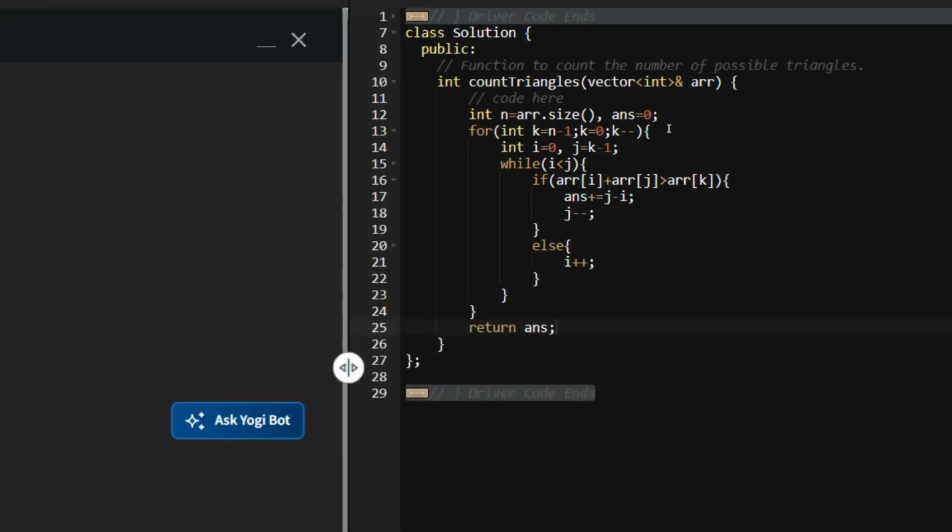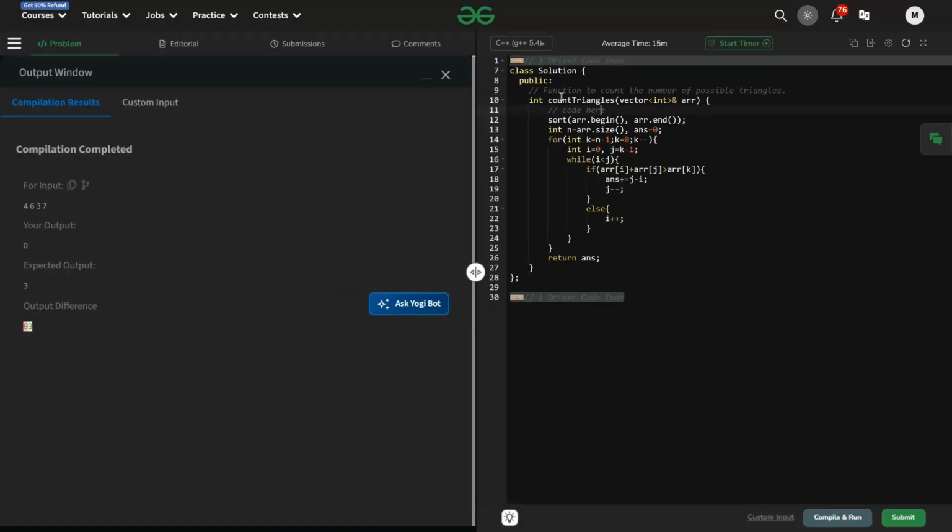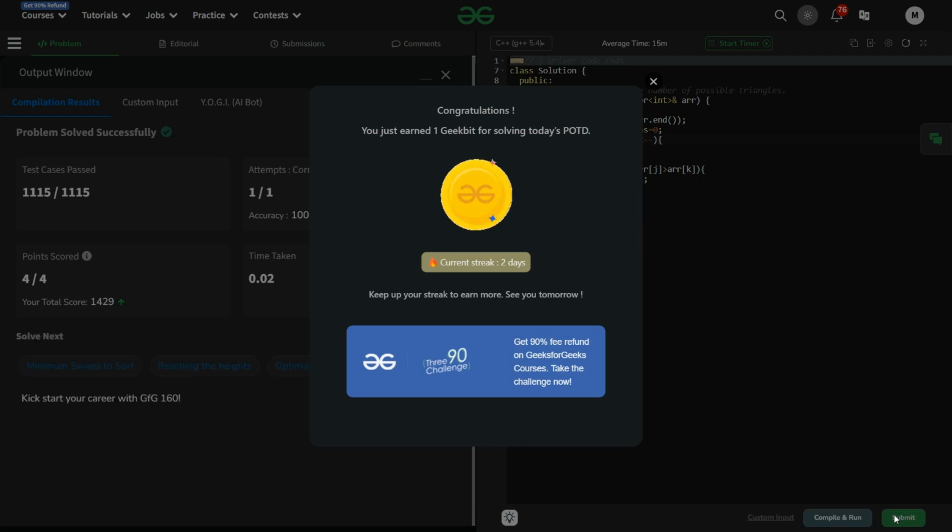Okay, so I didn't sort the array. Let me sort it here. Sort array dot begin, array dot end. Sorry, guys, classical mistake. Let us try to compile and run it. Okay, so it is running fine for the sample test case. Let us see for the submission as well. Hope it will work fine. It is running. Okay, so getting accepted.